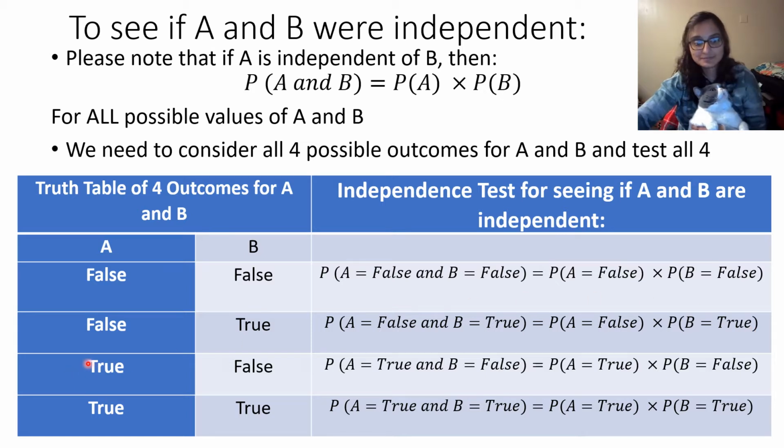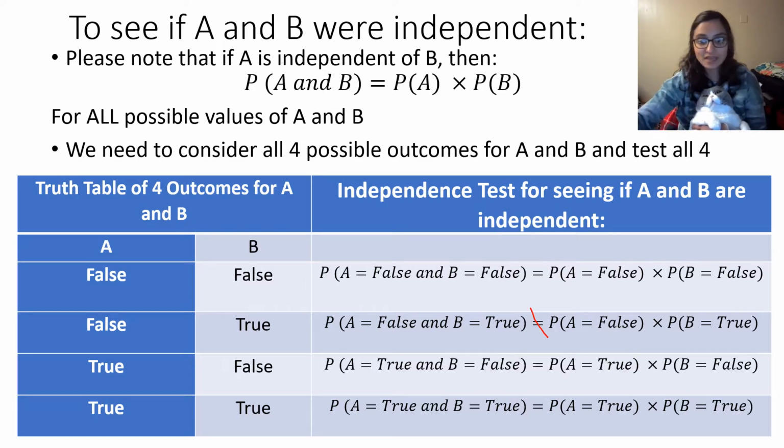And then here, the probability that A is true and B is false needs to equal the probability A is true multiplied by the probability B is false. And lastly, the probability A is true and B is true needs to equal the probability A is true multiplied by the probability B is true. So if A and B are truly independent, all four of these conditions need to be true. If even one fails, like if we find, for instance, that this is not true, then we have to say A and B are actually not independent.